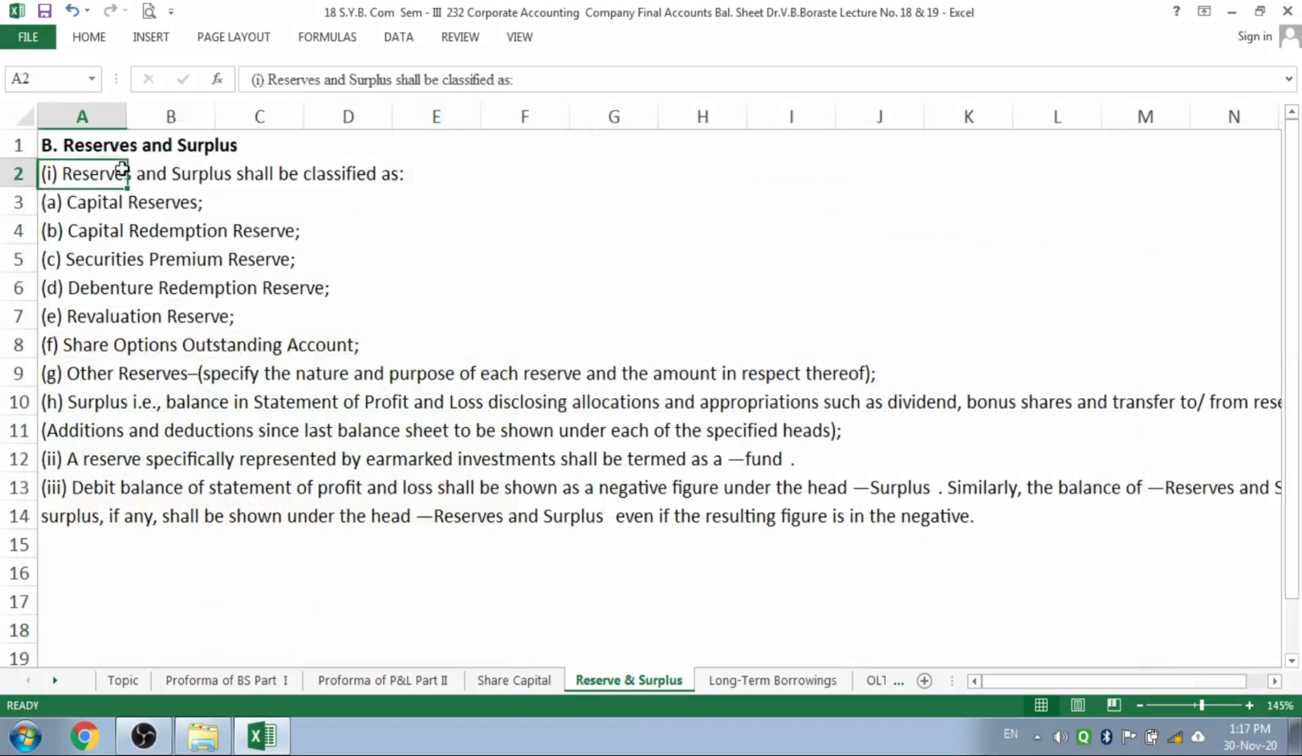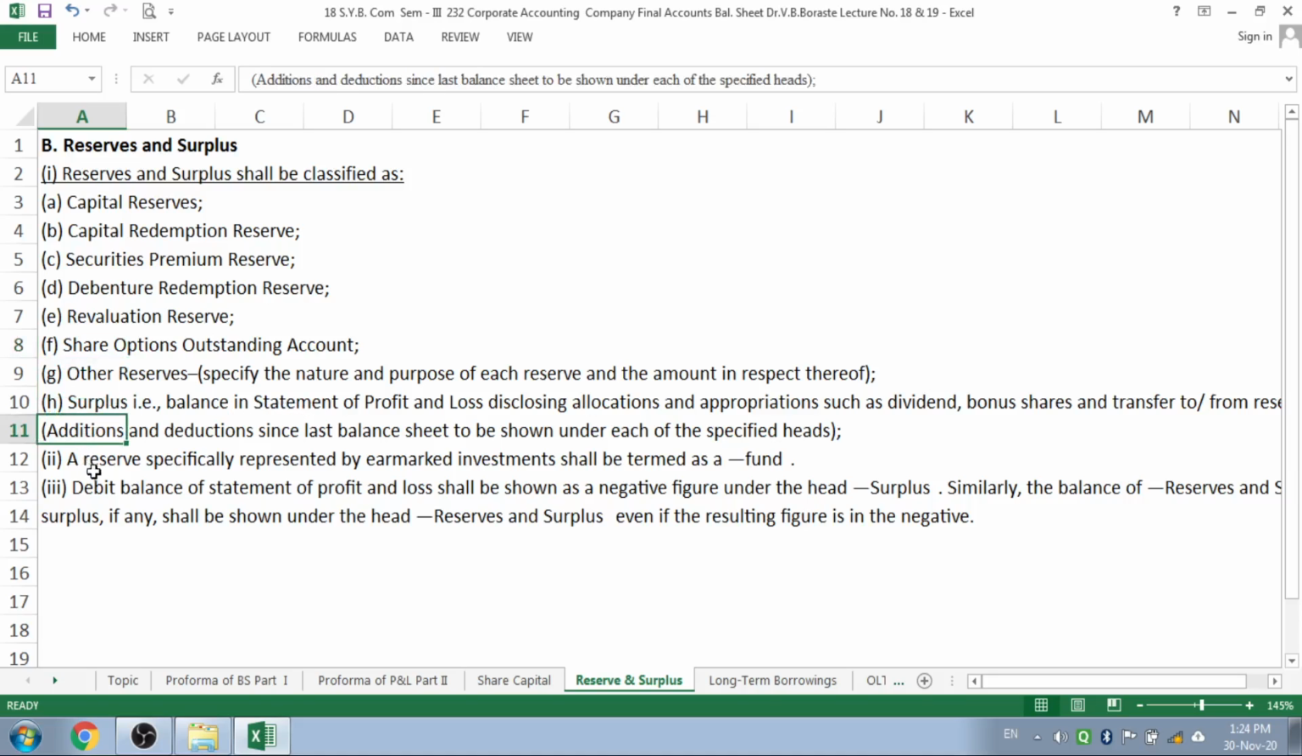The second note, or we can say the second part of the balance sheet, is reserve and surplus. So under the head reserve and surplus, we have to mention some reserves. Reserve and surplus shall be classified as capital reserve, capital redemption reserve, securities premium reserve, debenture redemption reserve, or revaluation reserve, as well as share option outstanding amount. Other reserves are also there, as well as surplus, that is the balance in the statement of profit and loss, disclosing allocations and appropriations such as dividend, bonus shares, and transfer to or from reserves.